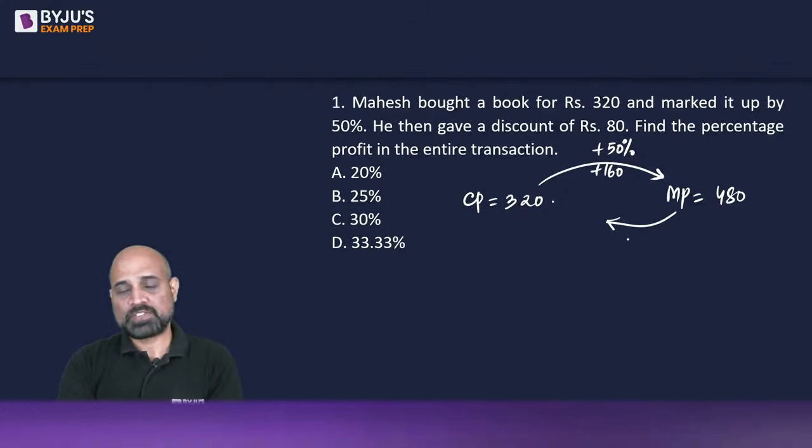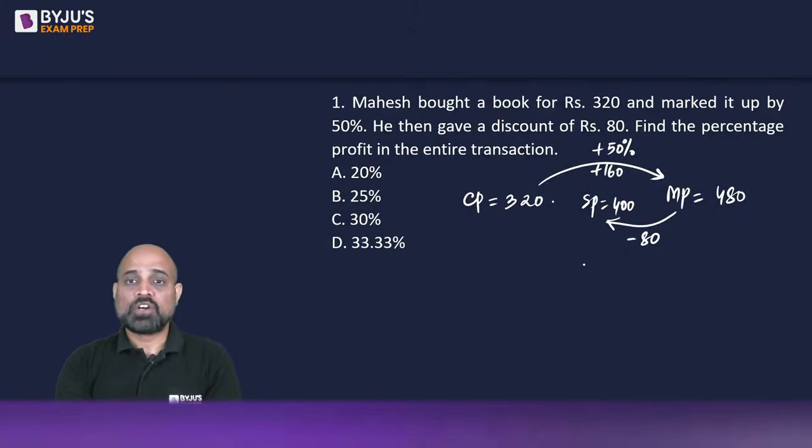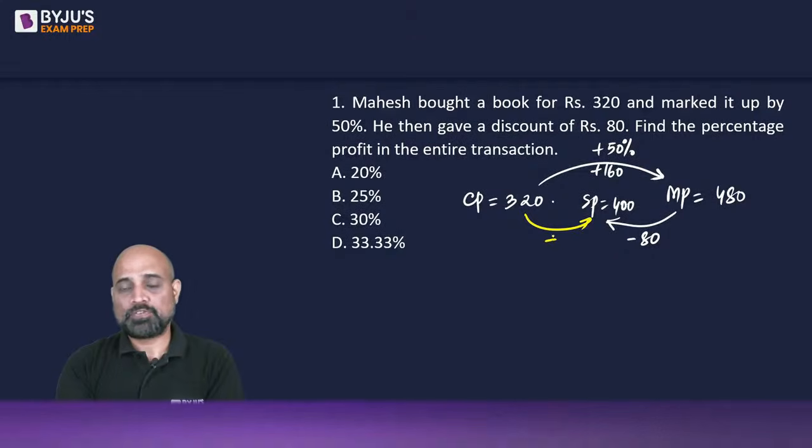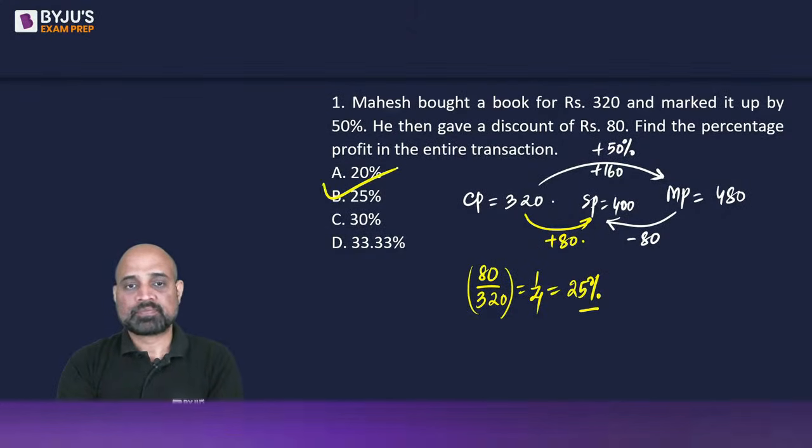Then he gives a discount of rupees 80. So if he gives a discount of rupees 80, the selling price, as in the price at which he sold, is 400. Question is, find the percentage profit in the entire transaction. So this is a profit of 80 rupees, right? Since we are asked percentage, so this is 80 rupees on this 320 rupees, which is 1 by 4, which is nothing but 25%. Right? Pretty simple.